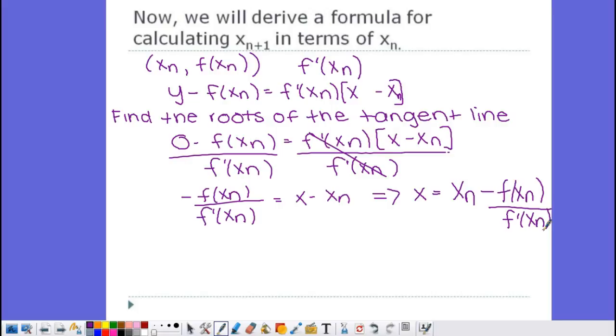In terms of words, what does this represent? We just looked at it graphically in that interpretation. What would this represent? The x-intercept of the tangent line. So again, we want to make sure you understand this formula gives the x-intercept, or the root, of the tangent line.